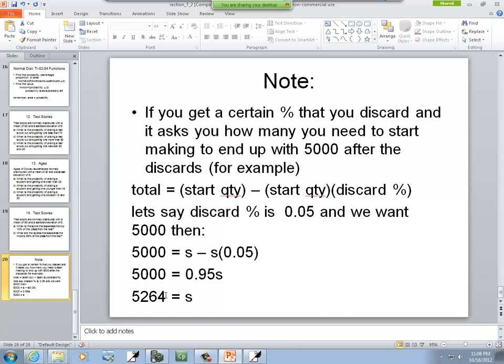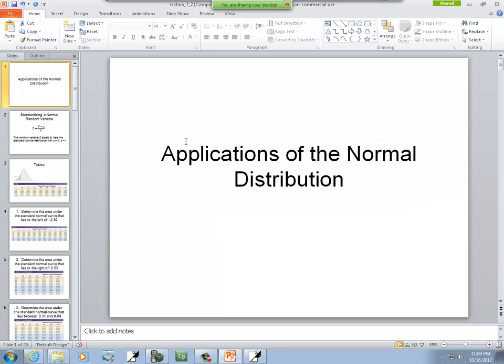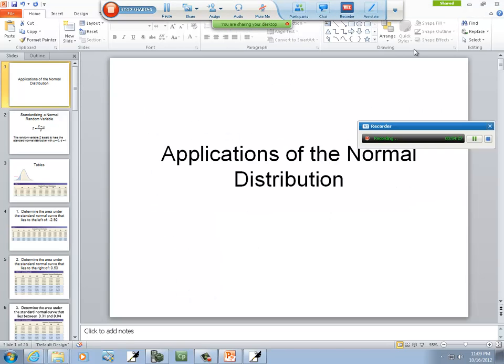And I think I rounded on that. So this gives you an idea of how many you need to start with, given that your scrap rate is 5%, in order to end up with 5,000. So you can use this to help figure out some of your normal probabilities. Like if you just calculate the probability you're going to scrap a part, then you can use this to help figure it out. And that's actually the end of that. So let me stop the 2 recorders.